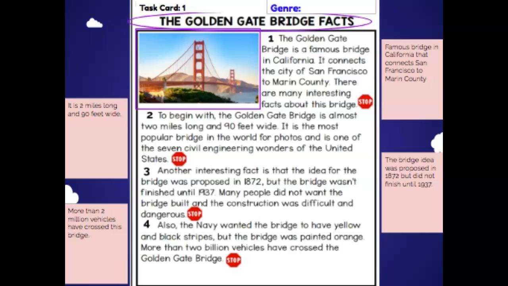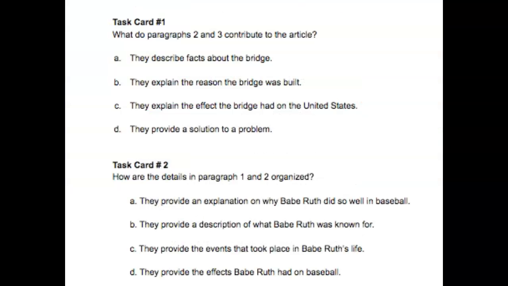So it says, to begin with, the Golden Gate Bridge is almost 2 miles long and 90 feet wide. It is the most popular bridge in the world for photos and is one of the 7 civil engineering wonders of the United States. Another interesting fact is the idea of the bridge was proposed in 1872, but the bridge wasn't finished until 1937. Many people did not want the bridge built, and the construction was difficult and dangerous. So now I know in both of those paragraphs, they were just describing facts and information about the bridge.